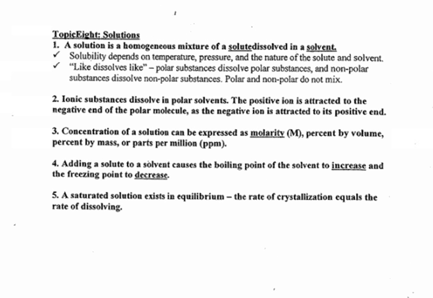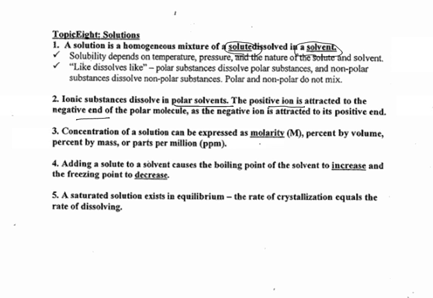Topic 8 is solutions. A solution is a homogeneous mixture of a solute, which is dissolved, in a solvent, which does the dissolving. Ionic substances can dissolve in polar solvents. So ionic substances are a metal and a nonmetal. They form positive and negative ions. And the positive ion will be attracted to the negative end of a polar molecule. So if the polar molecule is water, the positive ion will be attracted to the negative oxygen atom of water.